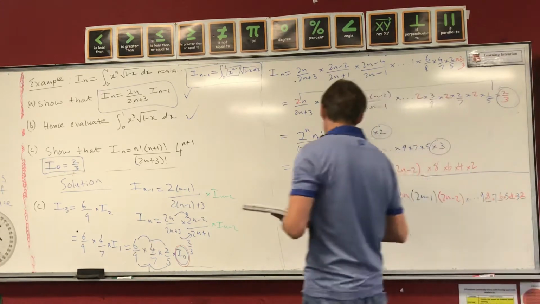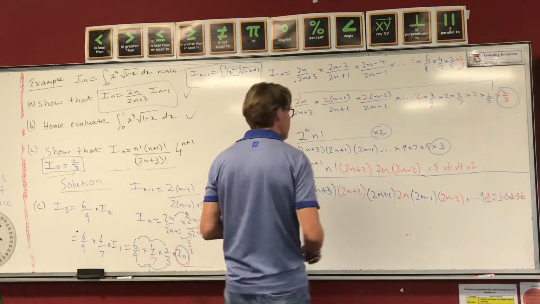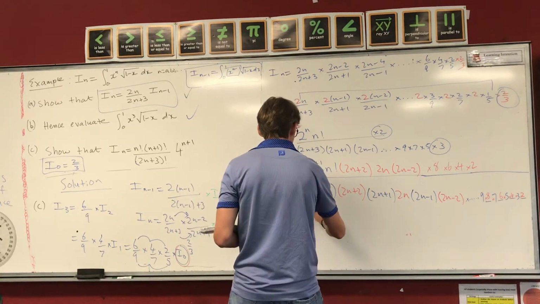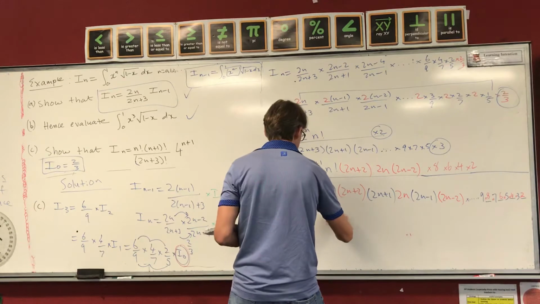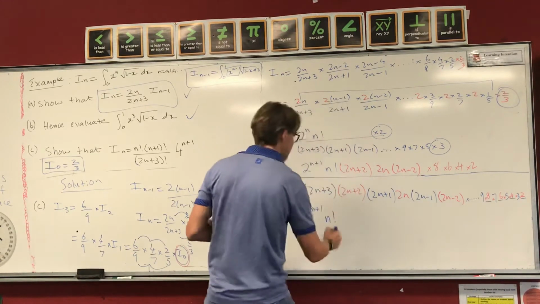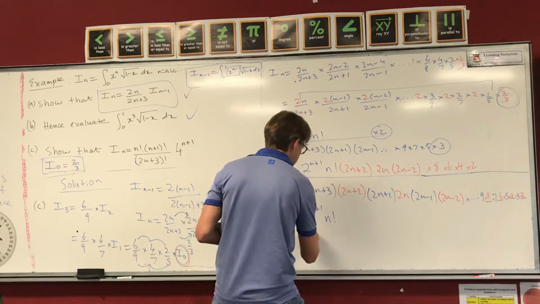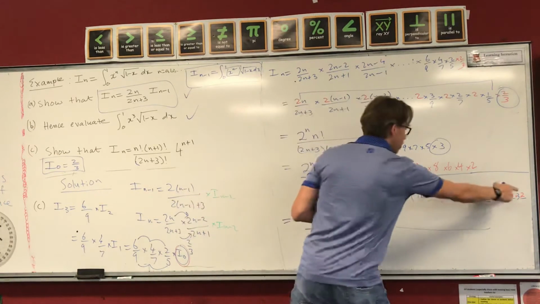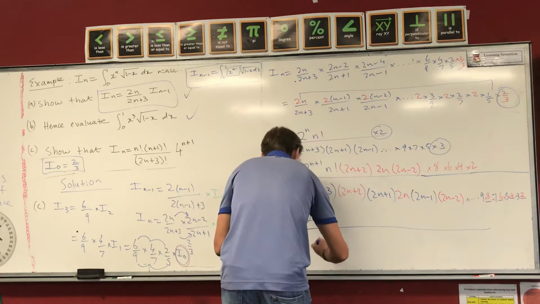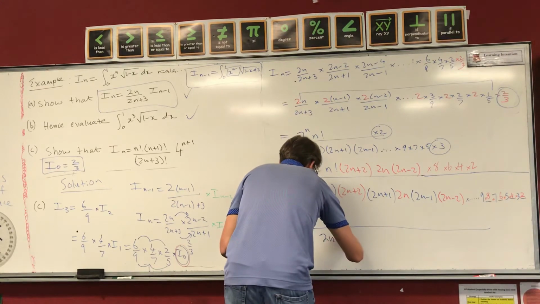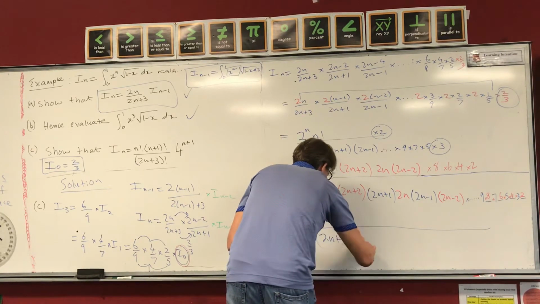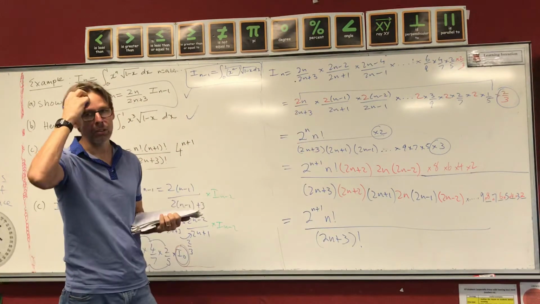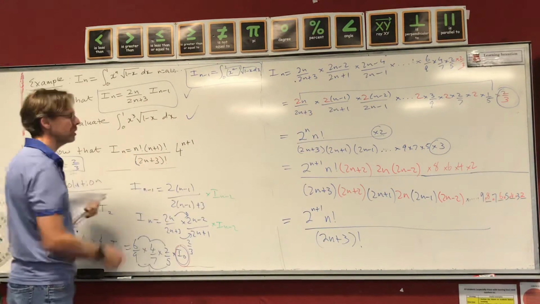So now, what do I have? I've got 2 to the n plus 1, n factorial. I'm going to worry about the top line in a minute. My main mission is to sort this out. This will be 2n plus 3 factorial. So the whole denominator now is simplified. It's 2n plus 3 factorial, which is what I wanted.